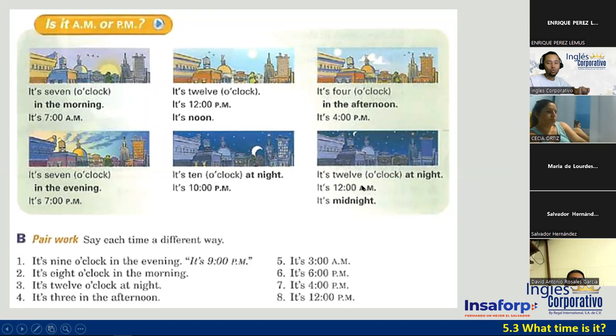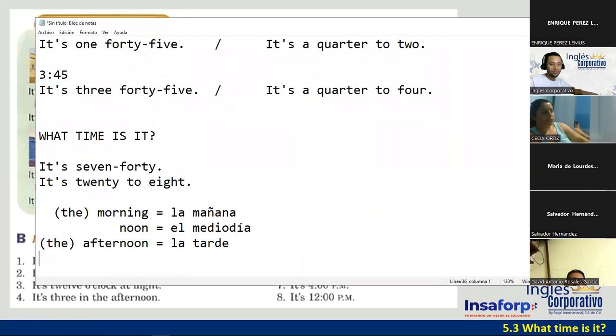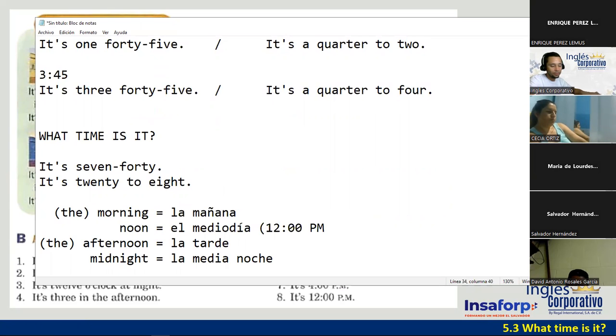Y luego tenemos, it's 12 o'clock at night. It's 12 a.m. No confundamos, ¿verdad? Cuando decimos p.m. es el mediodía. Cuando decimos a.m. es a medianoche. Y la palabra es it's midnight. Midnight. A medianoche. Vamos a poner acá en paréntesis. Noon, that will be 12 p.m. And midnight, that will be 12 a.m. Okay.